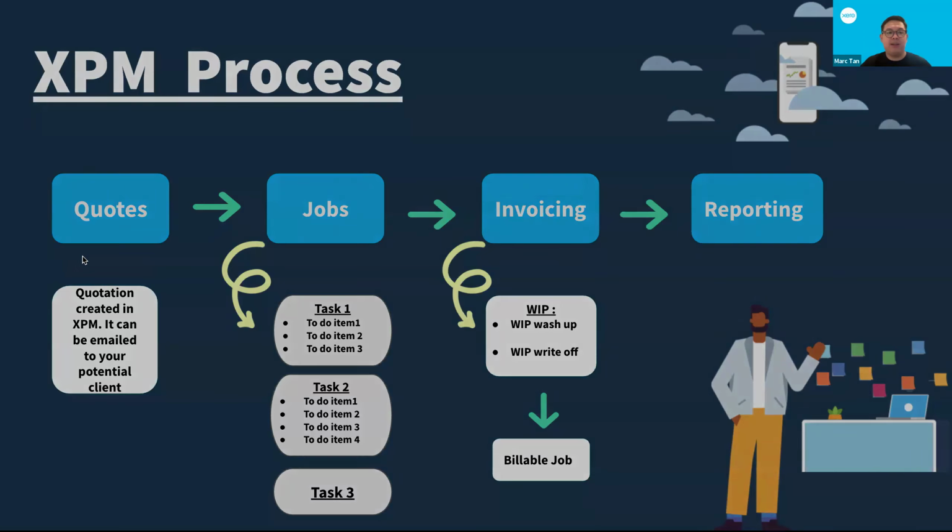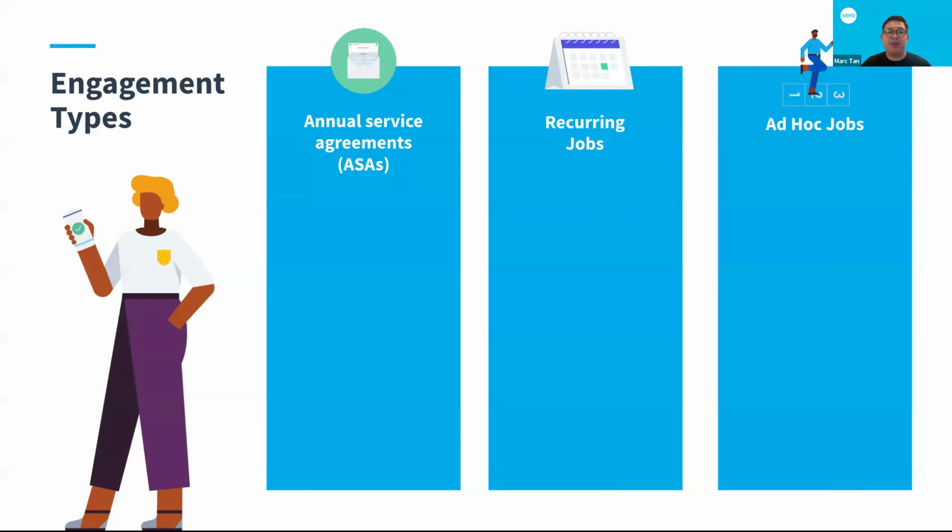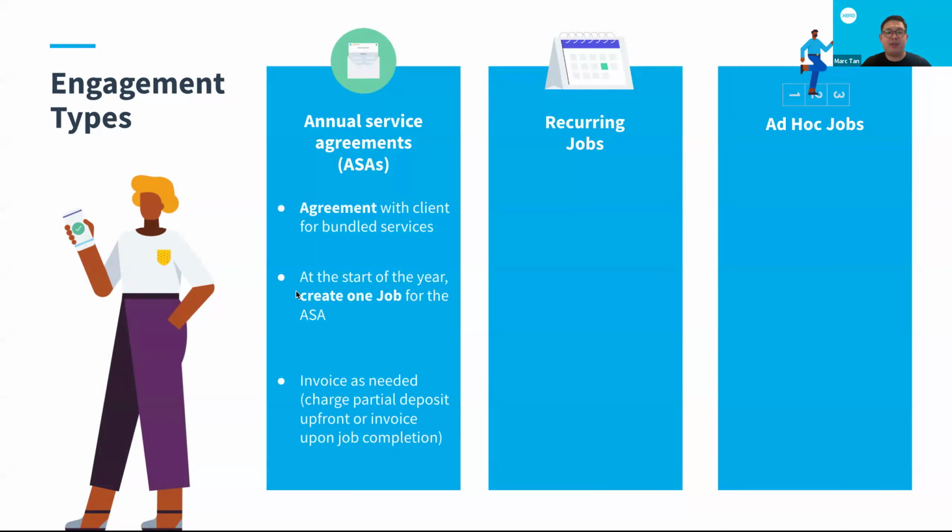All right, now let's dive into the 3 main types of client engagement and how you can manage each one effectively within XPM. First, we have the annual service agreements, or ASAs for short. This is for your clients who pay a bundle or fixed fee upfront for a range of services over a set period, usually 12 months.